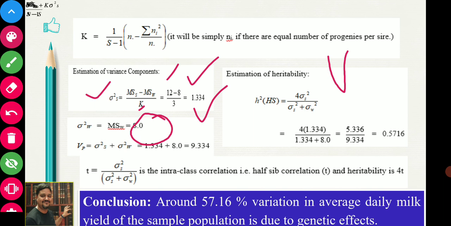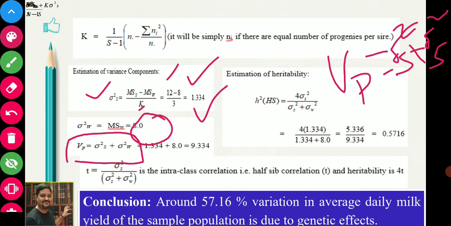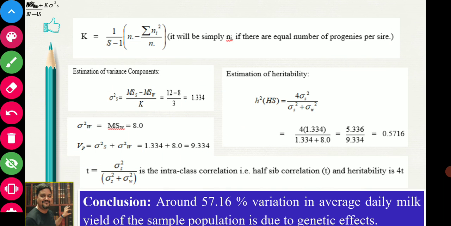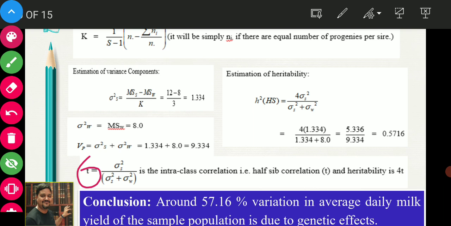Now we know the VP, the phenotypic variance, is equal to variance due to sire plus variance due to error. Sire variance you have already calculated as 1.334, plus sigma square w, the error variance, which is 8. So total VP is equal to 9.334. Now you have sigma square s, sigma square w, and the phenotypic variance. Now you have to calculate the intra-class correlation, that is t. Why do we want to know the intra-class correlation?